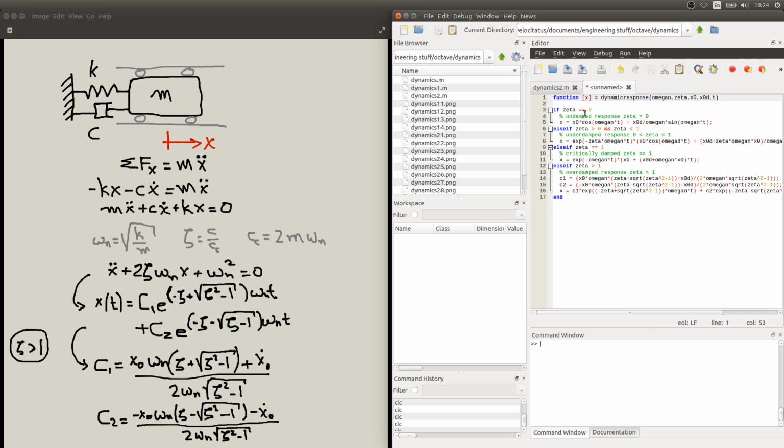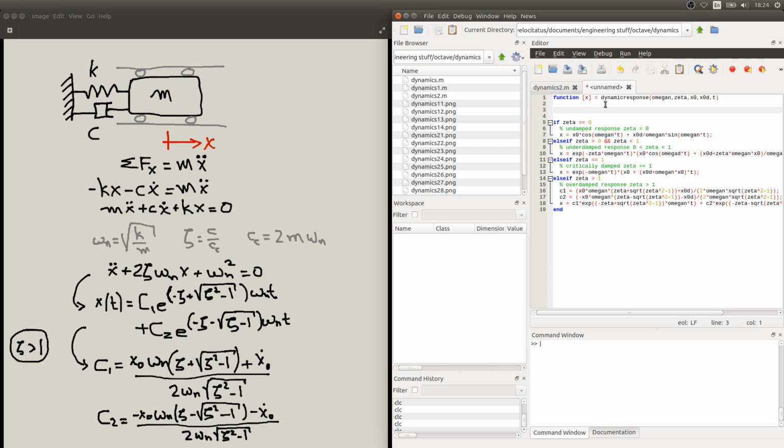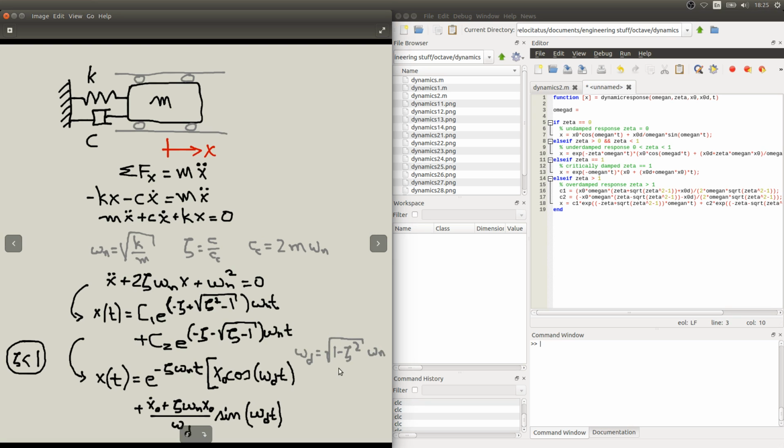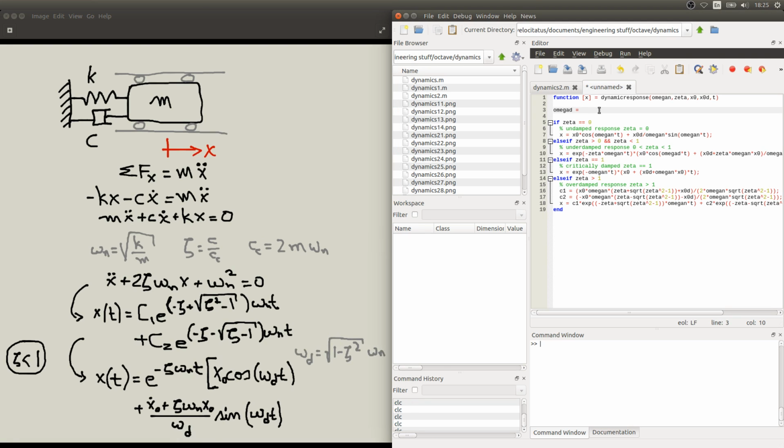Given these parameters, it will calculate our response x depending on the value of zeta, choosing the correct function for that. Just before we go on, we need to calculate this omega d. If we go back here into our expression, we can use this exact expression here for calculating this parameter. So this is the square root of 1 minus zeta squared times omega n. So with this we have our function.